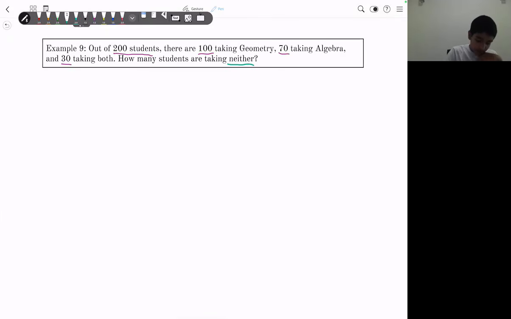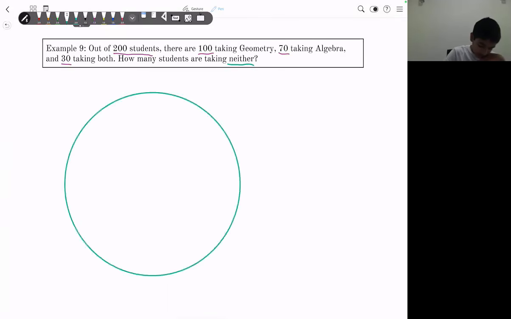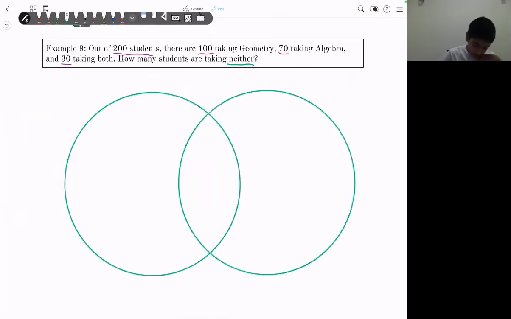Okay, let's think about this problem with the Venn diagram again. There are 200 total students. Let's call this circle geometry, and this is algebra. Try to work on this problem on your own as well. So how many students are taking neither? The number of students taking neither is going to be 200, since that's the total, minus the number of students in both geometry and algebra. I'll give you till 349 to work on this problem, or 350.